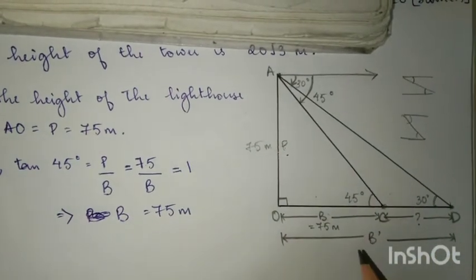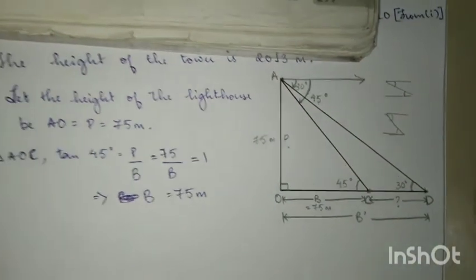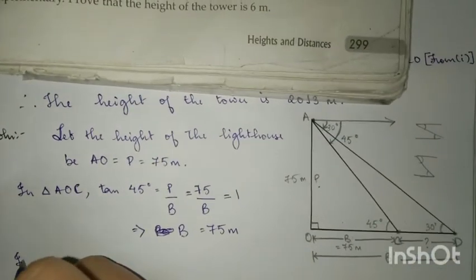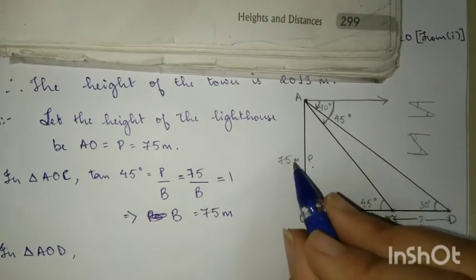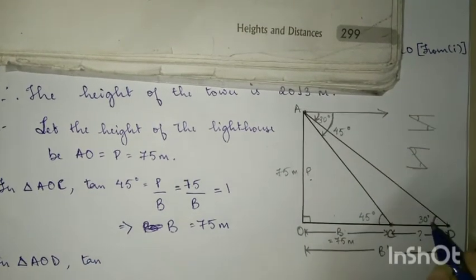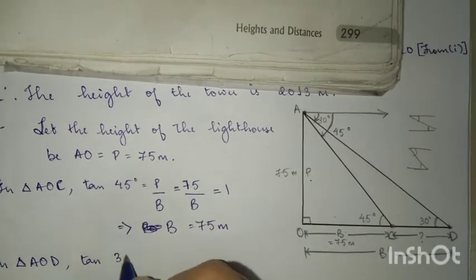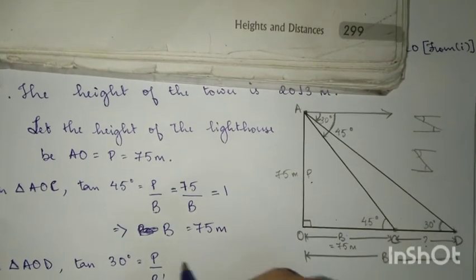Now, similarly, in the same way, we are going to find out B dash, okay? From P, we're going to find out B dash. So let's say in triangle AOD, again tan theta, where theta is 30 degrees. Tan 30 degrees is equal to P by B dash over here, okay?